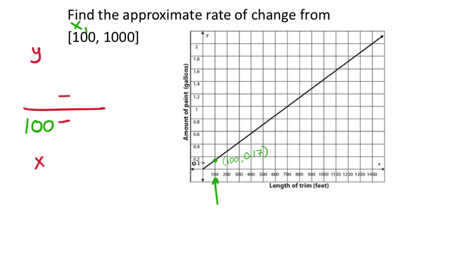But now I can put this into my slope formula as the y value. It always goes on the top, so I now have 0.17. And again, if you used 0.175, you should still be okay.